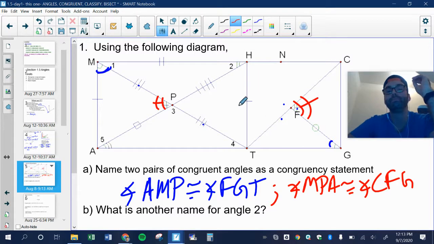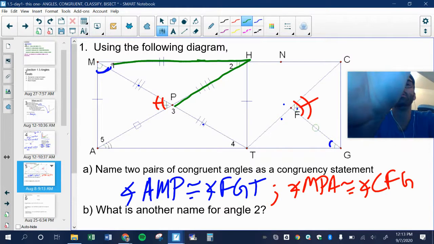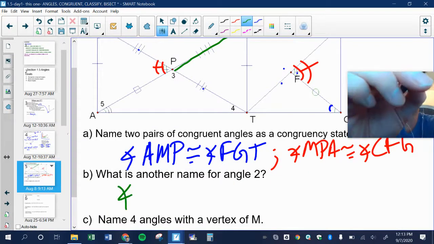Okay. Part B. Oh wow, another name for angle 2. Well, here's angle 2. 2 is in the vertex. So what I like to think of it as, if I have a little Pac-Man, the Pac-Man is eating angle 2. Well, if I extend it out indefinitely, I could say MHP would be another name, excuse me.